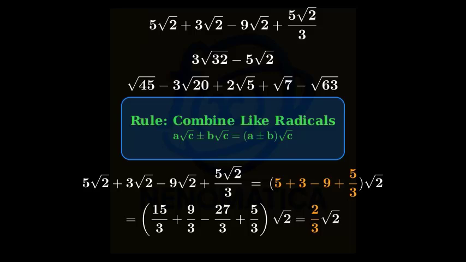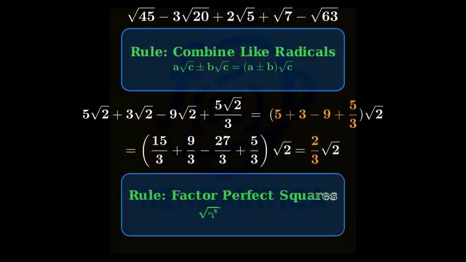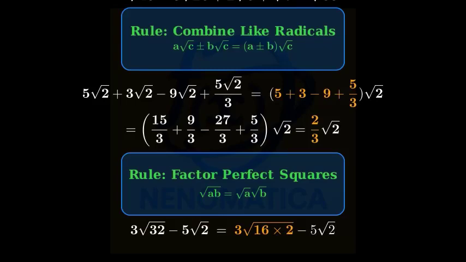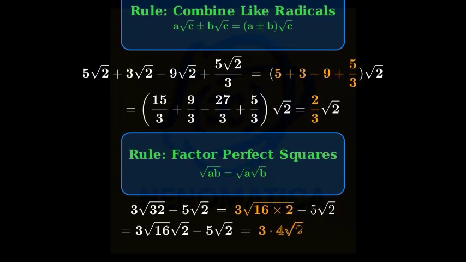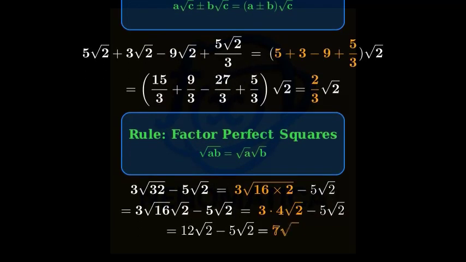Now, the second expression. Rule. Factor perfect squares under the radical. Rewrite 32 as 16 times 2. Separate the radical and simplify root 16 to 4. Multiply, and then combine like radicals to get 7 root 2.